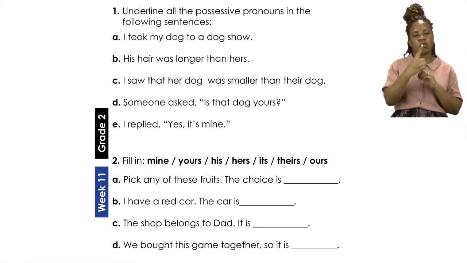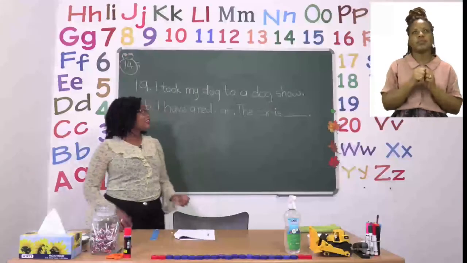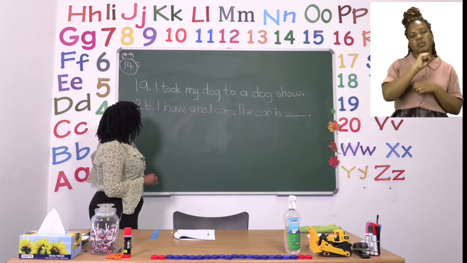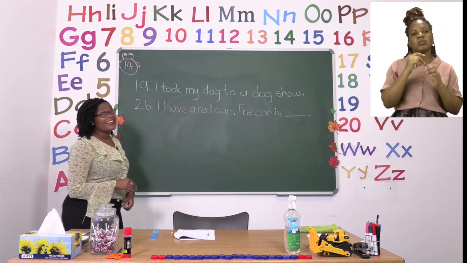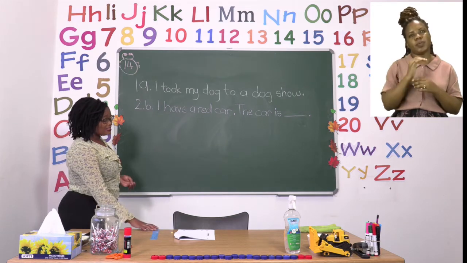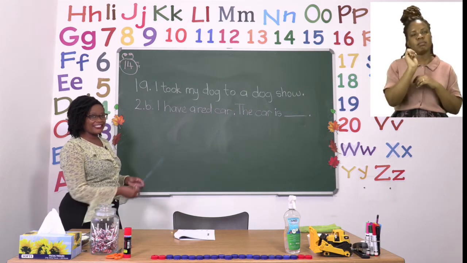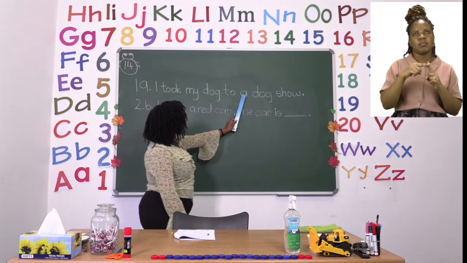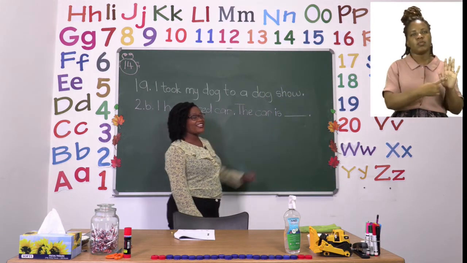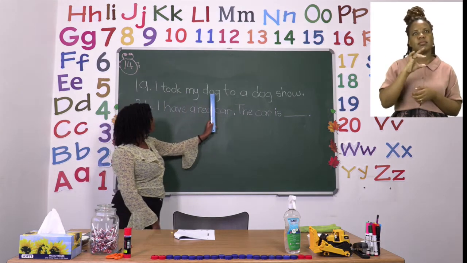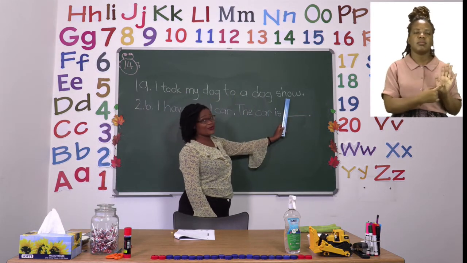A is the one that we're going to be doing together. So let's take a look at the board. Now remember, a possessive pronoun shows ownership, what belongs to whom. So we are now going to take a look and check which one can be our possessive pronoun. Let's read number 1A together. I took my dog to a dog show. Let's read it again. I took my dog to a dog show.